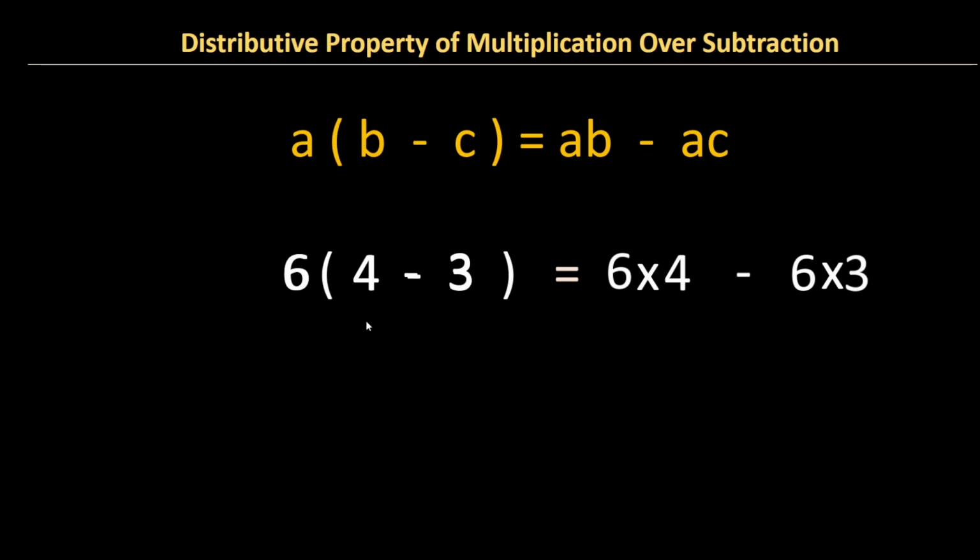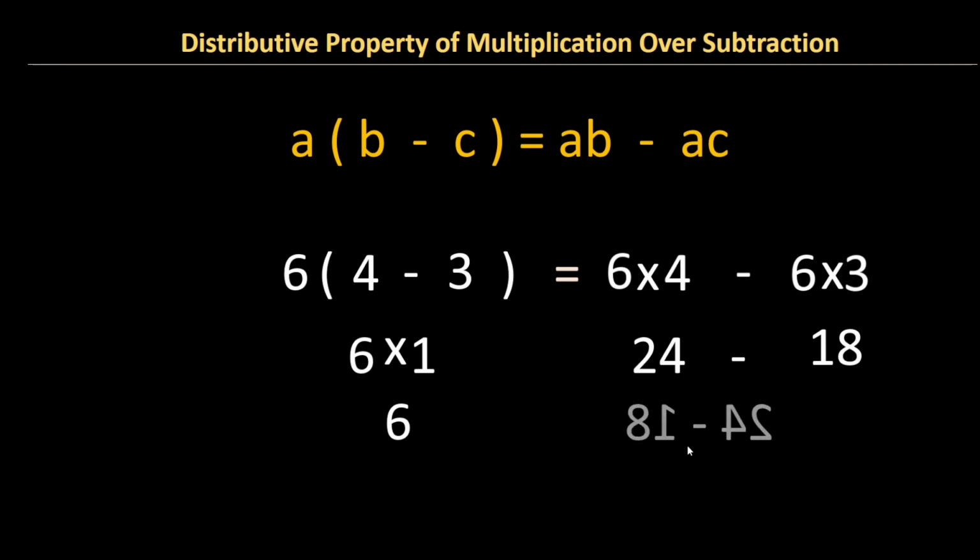In the left side, 4 minus 3, the difference is 1. Then let's multiply it by 6. That will make it 6. Now let's look into our right side. 6 times 4 is 24. Then 6 times 3 is 18. Then let's take the difference. That will make it 6.